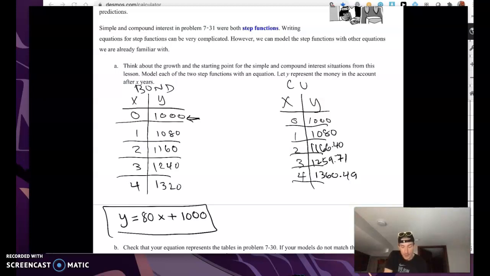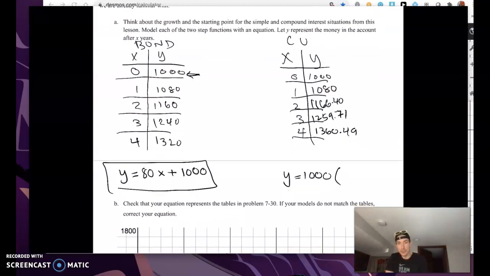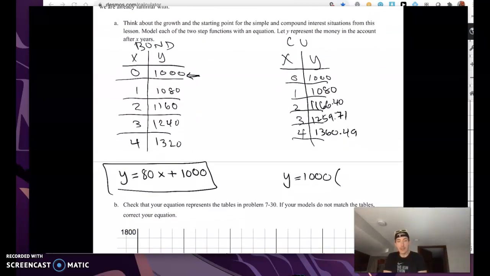The credit union model is going to be an exponential one. So one more time, we do have that starting value of $1,000, so y equals 1,000. But then because we're growing exponentially, we're not going to use a linear model. We want the y equals a b to the x model, where my growth rate, because we're growing 8%, is 1.08 to the x. So here's going to be my model for the credit union.